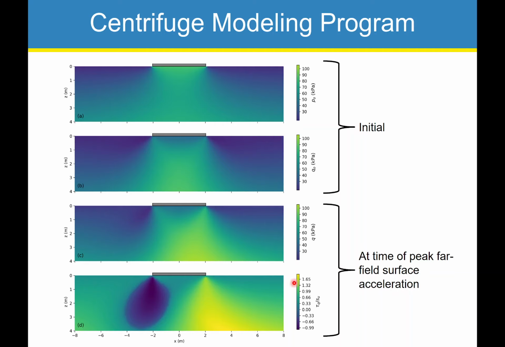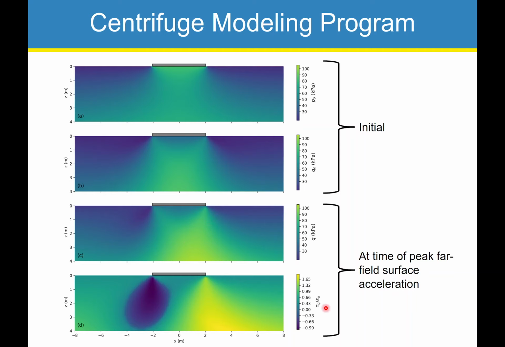And then here we're plotting the deviatoric stress invariant at the time that the peak far field surface acceleration happened. So you can see that there's some rotation. The structure is imposing demands here and creating increased Q right beneath this corner of the footing. We use the measured base shear, moment and vertical load to use our stress equations here and compute these fields.